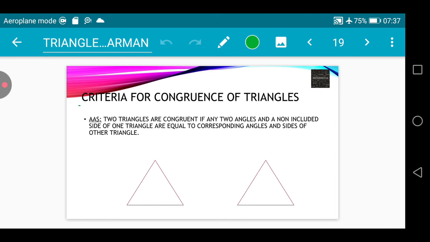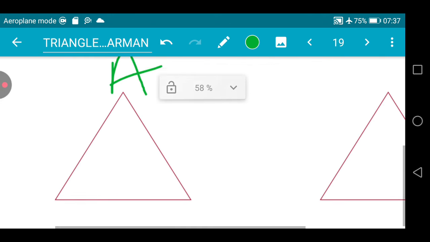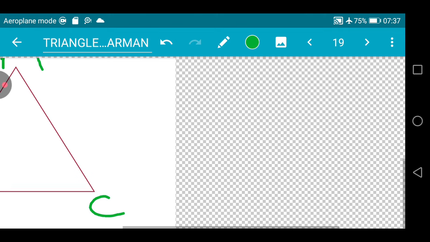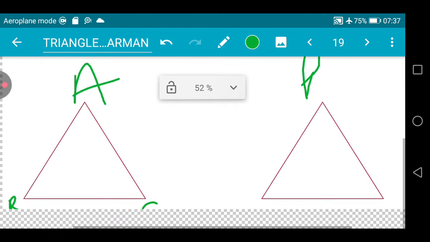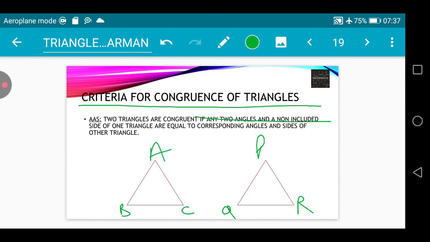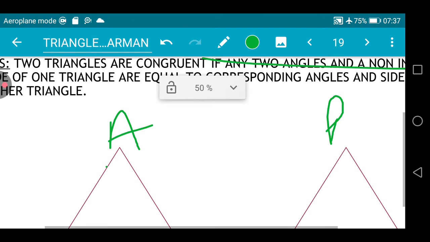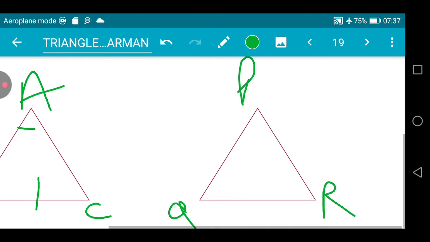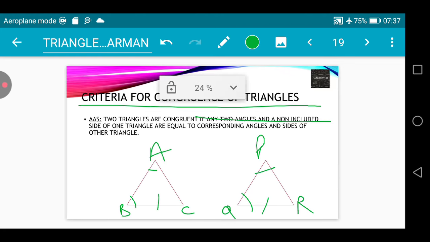So we have proved this also. Next, criteria for congruence of triangles. I am writing two triangles ABC and triangle PQR. Two triangles are congruent if any two angles and a non-included side of one triangle are equal to the corresponding parts of the other. If angle A equals angle P and angle B equals angle Q and BC equals QR, then triangle ABC is congruent to triangle PQR by angle angle side. This non-included side can be this or can be this also.